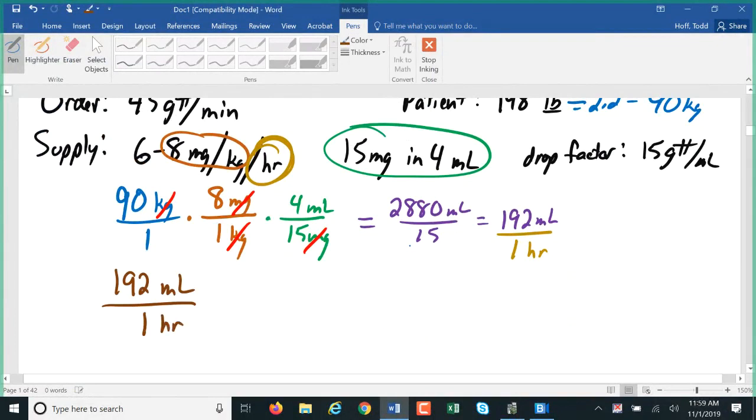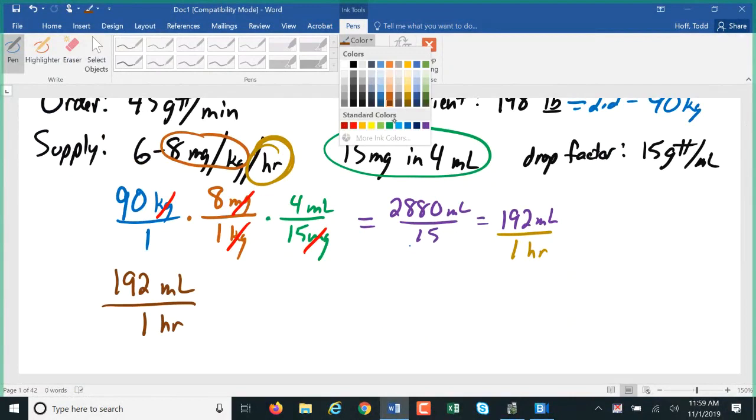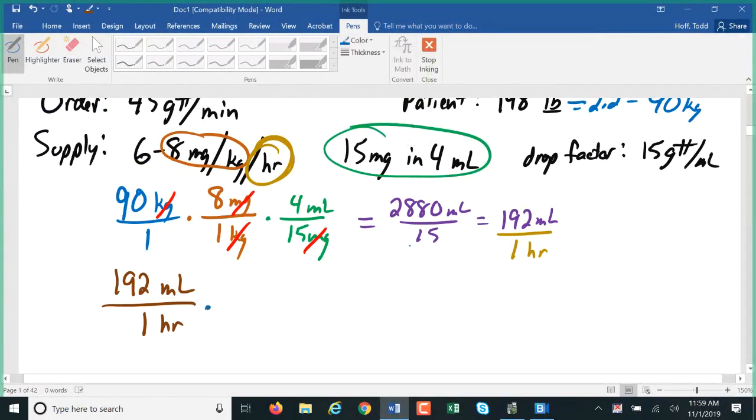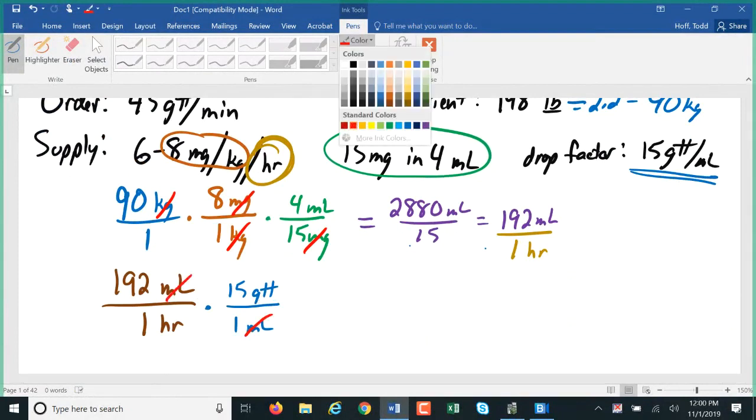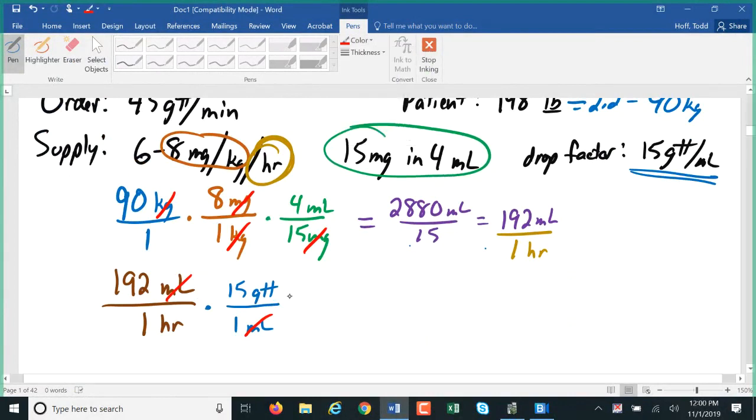So we go with the 192 milliliters per hour, and we're going to convert it into drops per minute. We have a drop factor, 15 drops per milliliter. Milliliters are on top, we want milliliters on bottom. They cancel out. Now I have drops per hour, so we want to cancel out the hours. 1 hour on top, so it'll cancel out, is 60 minutes. Hours now cancel out.